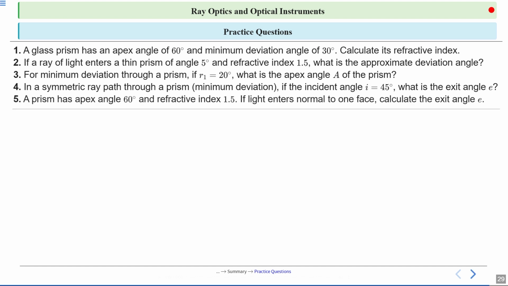Finally, let's tackle the fifth question. Here light enters the prism normally and we need to calculate the exit angle. This scenario highlights how refractive index and apex angle determine the light's exit path even when it enters at a perpendicular angle.